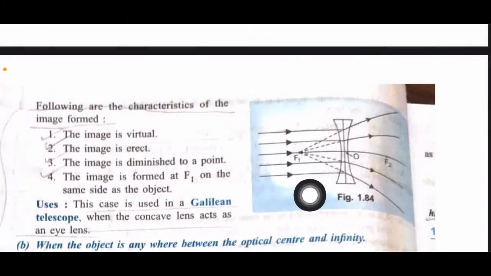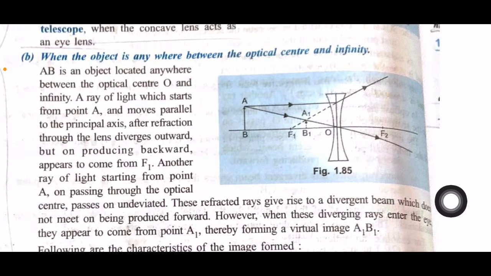This lens is used as a Galilean telescope. That is, it will not be used as a magnifying glass, however, as the eyepiece. This will act as the eyepiece from which you will see through the telescope. The next topic is how to draw a ray diagram when the object is placed anywhere between the optical center, that is O, and infinity, that is from here to anywhere in this line.